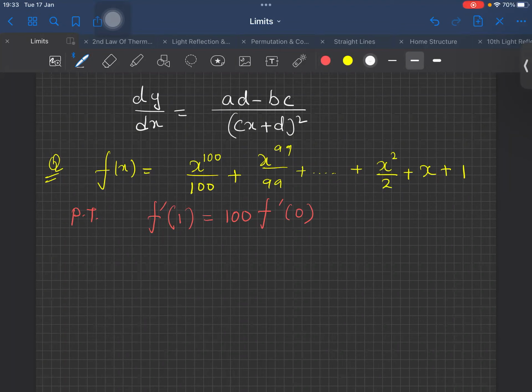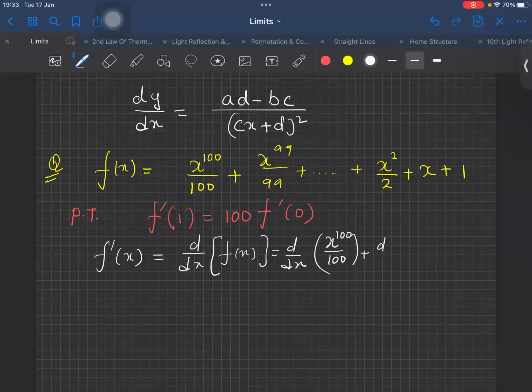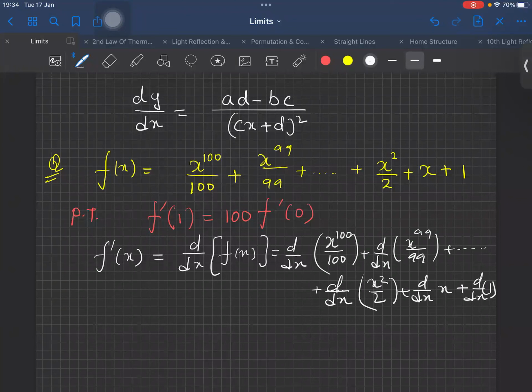See, what does f dash mean? f dash means the derivative of this function. So let's find f dash. f'(x) will be equal to d upon dx of this function f(x), that is d upon dx of x to the power of 100 upon 100 plus d upon dx of x to the power of 99 upon 99 plus so on, d upon dx of x square by 2 plus d upon dx of x plus d upon dx of 1. This will be equal to 0, this will be equal to 1.